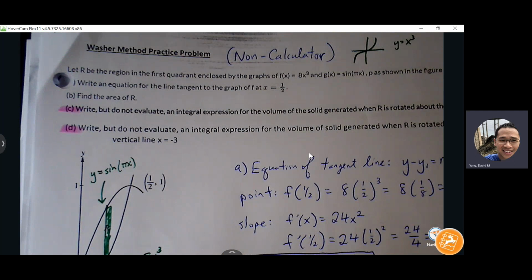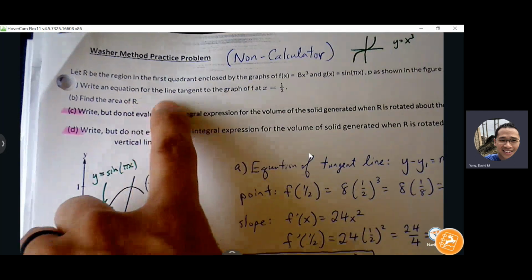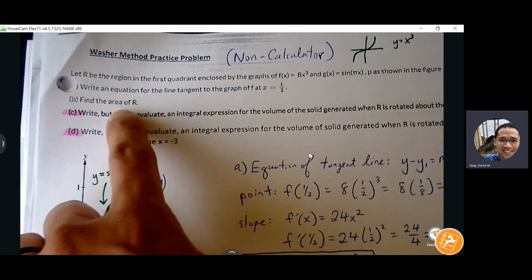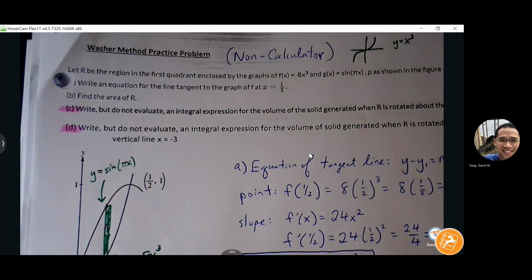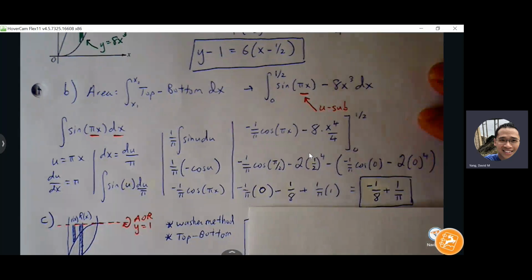So from the washer method practice problem, we did A, which was writing the equation, tangent line, ordered pair, slope, point-slope form, area. We did top minus bottom. But we also practiced working this out by hand.